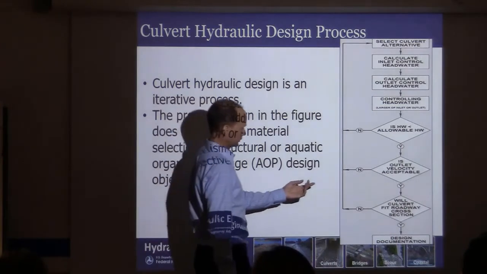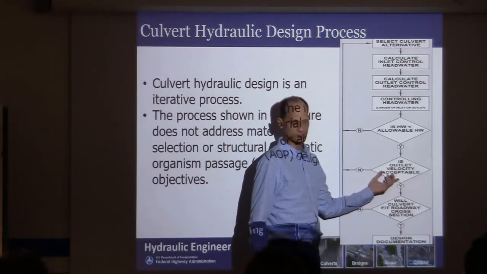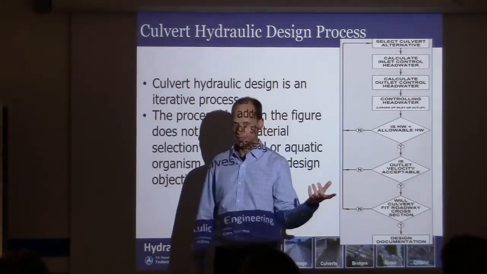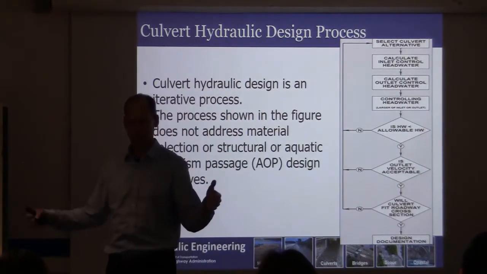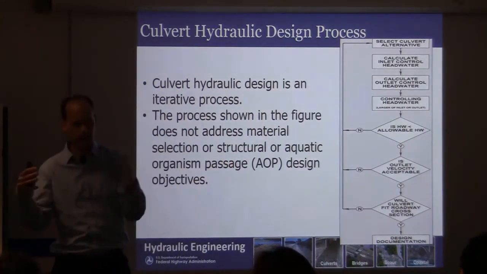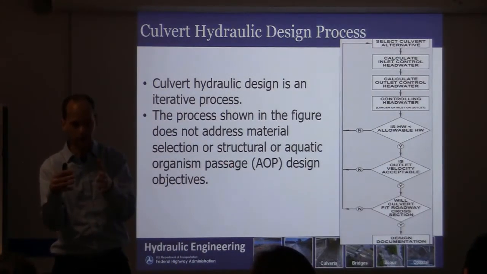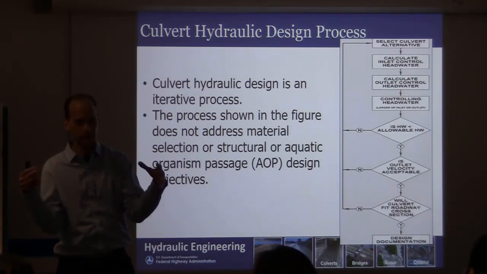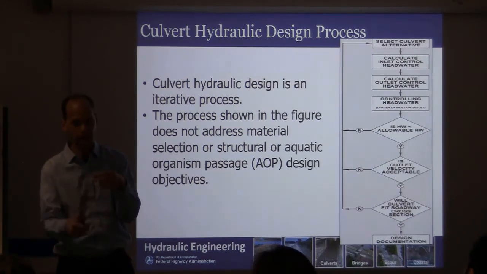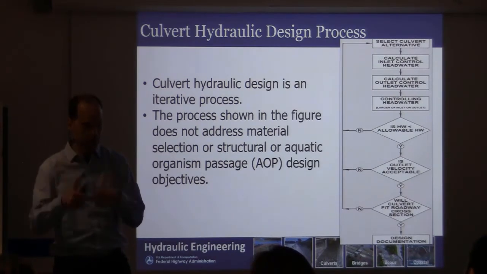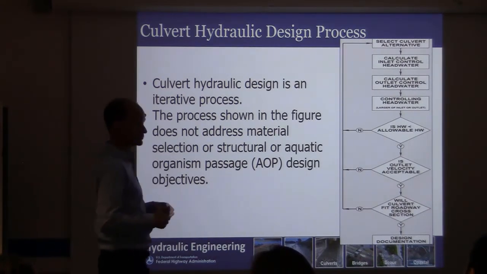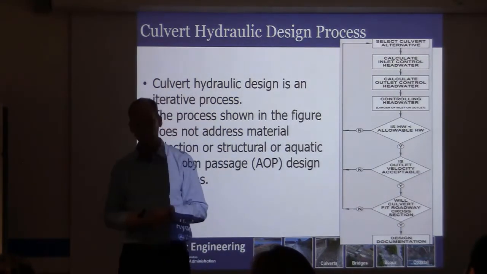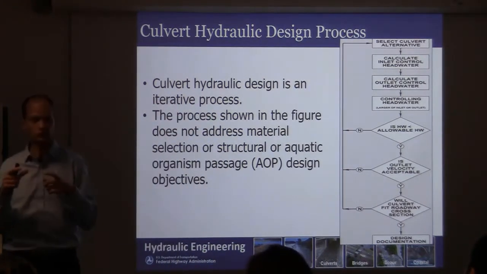The next thing you've got to check is my outlet velocity, okay? If you're designing a culvert and you're contracting the flow area, we know from continuity, Q equals AV, as the flow area goes down, the velocity goes up, and sometimes you can have some crazy scour issues if you're making that flow area too small.